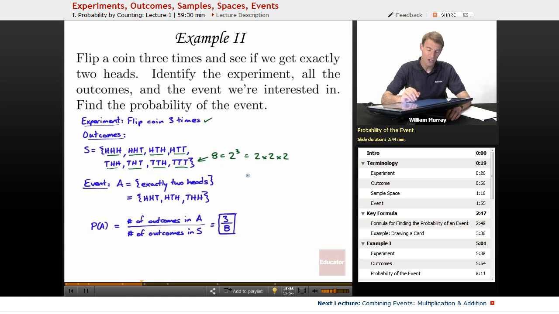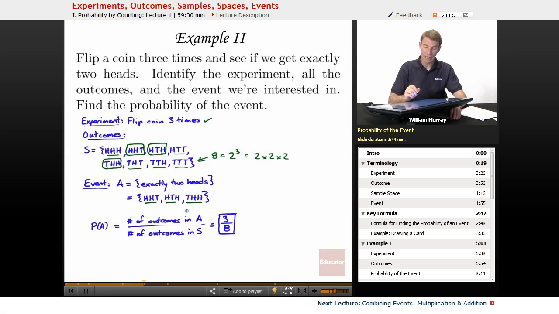Exactly 2 heads. I just scanned through that list of outcomes and identified the ones that have exactly 2 heads. The first one has 3 heads, so that doesn't count. The second one and the third one both have exactly 2 heads. The 5th one here has exactly 2 heads, and that's why I took those and put them into the set describing the event that we're interested in.